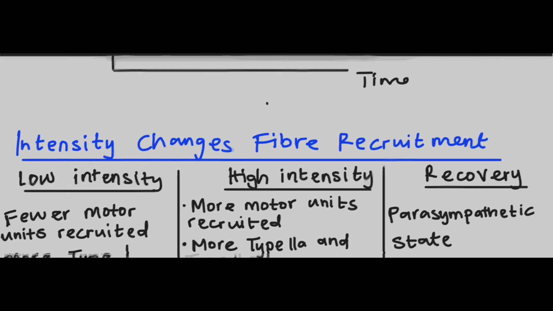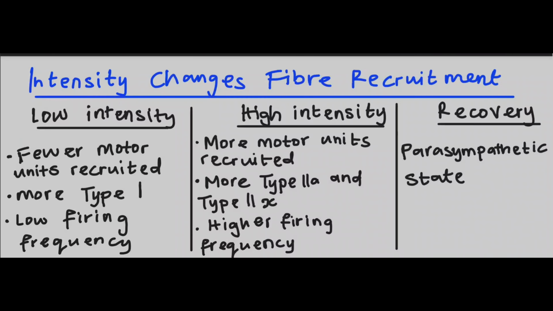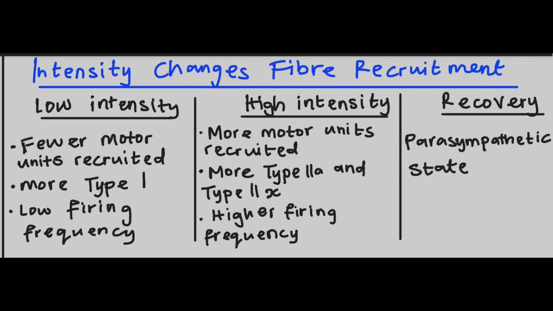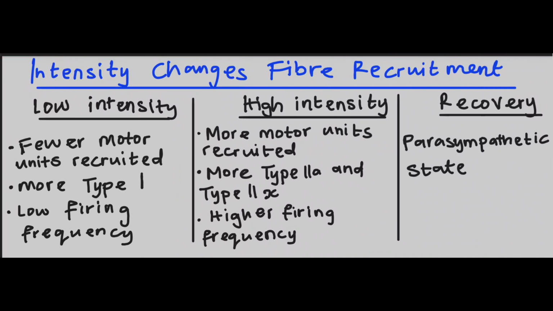All right, now let's bring it all together and let's look at how the intensity of the activity that one is being involved in decides which type of muscle fiber will be recruited. We have low intensity, high intensity, and obviously during recovery, you're just in a parasympathetic state. You're not necessarily recruiting muscles because you're not exercising, you're not performing. So this is how you link intensity to the motor fiber type.